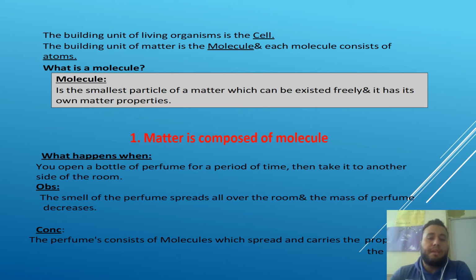So now we will do an activity that shows us that any matter is composed of molecules. What happens if you open a bottle of perfume for a period of time, then take it to another side of the room? The observation: the smell of perfume spreads all over the room, and the mass of perfume decreases. So we can conclude that the perfume consists of molecules that spread and carry the properties of perfume.